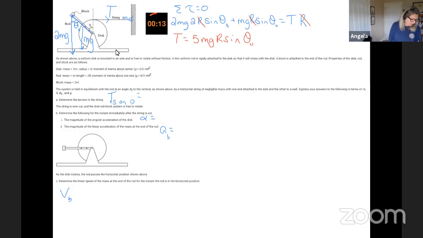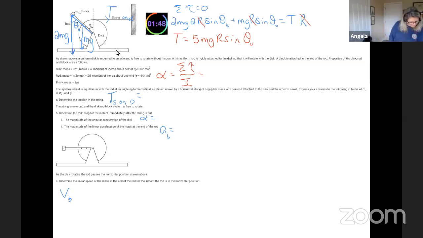Okay, well, alpha is sum of torques over I. So that is the rotational analog for Newton's second law. So this is Newton's second law for rotation. Usually it's a is sum of forces over mass. Now it's alpha is sum of torques over rotational inertia. So what are the torques? If you cut the string, what torques do you have? Just the torques from the rod and the block, right?